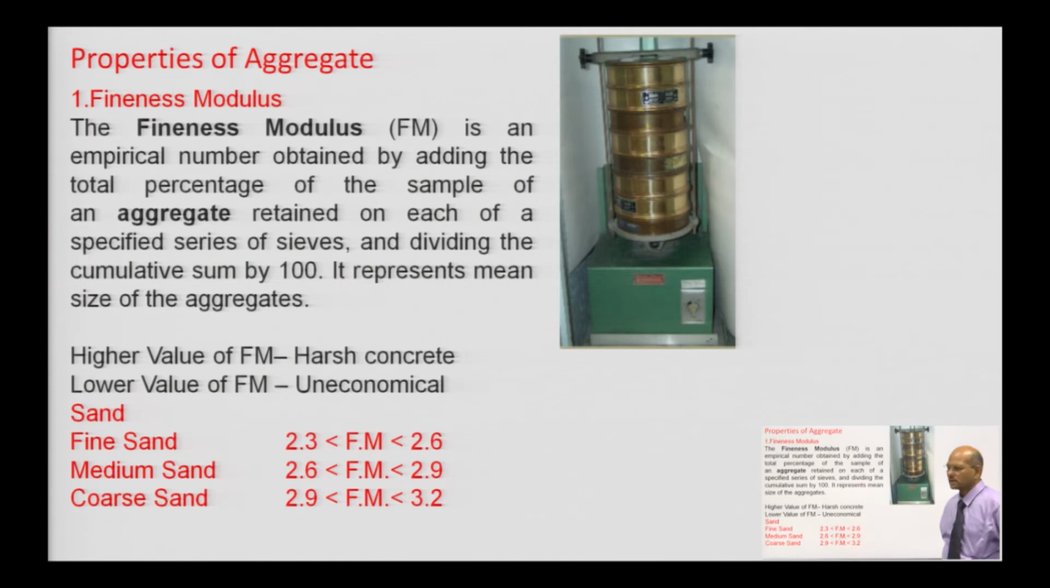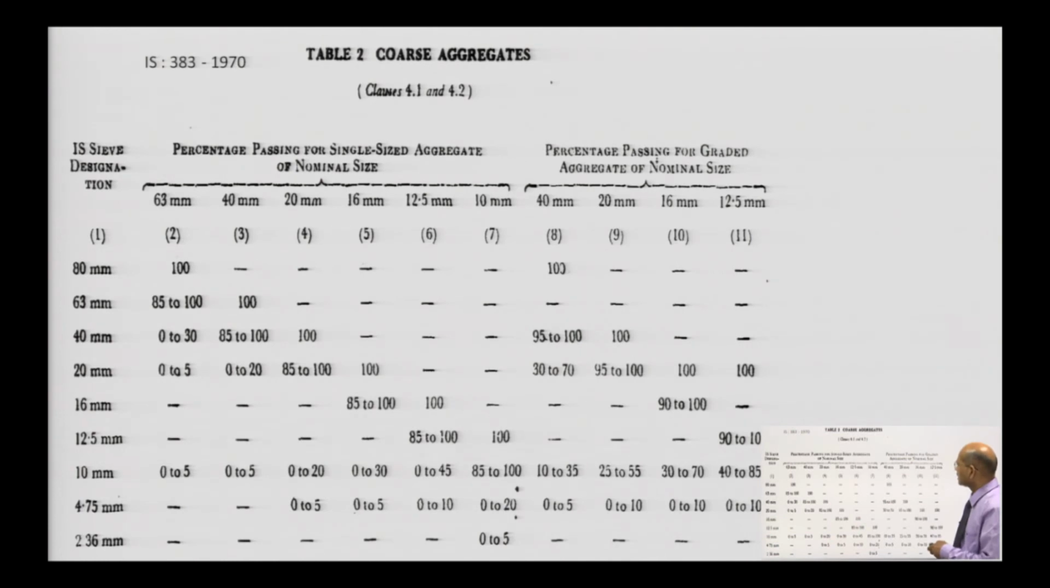Now we will discuss the properties of aggregate. A very important one is the fineness modulus. Fineness modulus is an empirical number obtained by adding the total percentage of the sample of an aggregate retained on each of a specified series of sieves and dividing the cumulative sum by 100. It represents the mean size of the aggregate. So, what do you understand by different types of sieve sets? A specified sieve size.